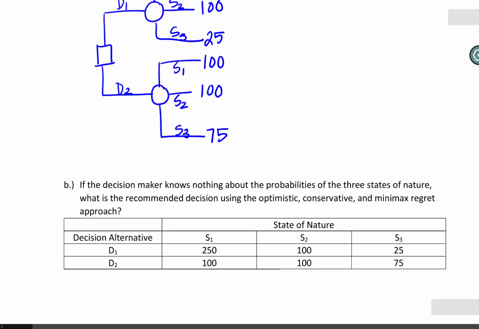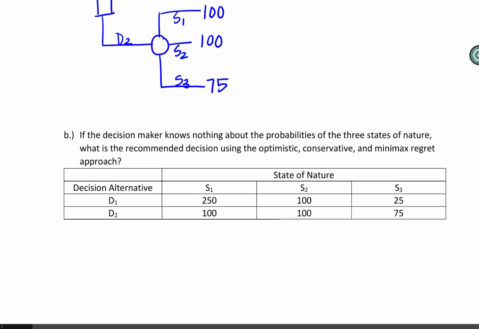Now part B says if the decision maker knows nothing about the probabilities of the 3 states of nature, what's the recommended decision using the optimistic, conservative, and minimax regret approach? So first, the optimistic approach, that is simply what's the best? What can get us the most money? So we look through here, we find our largest payoff, and that's 250. That goes along with decision alternative 1. So the optimistic approach, we would end up going with decision alternative 1.